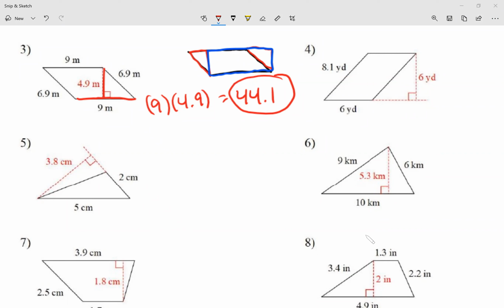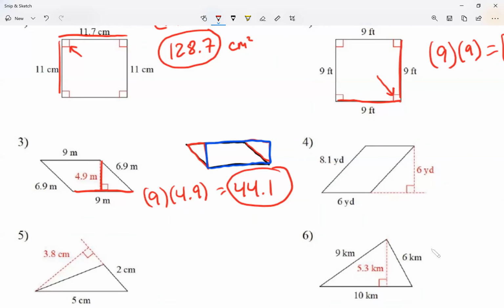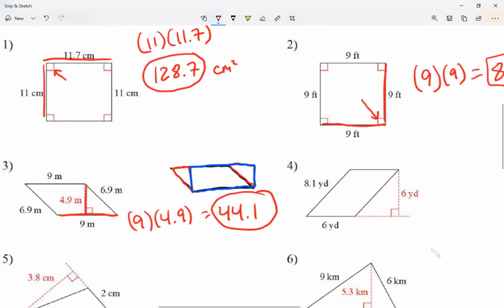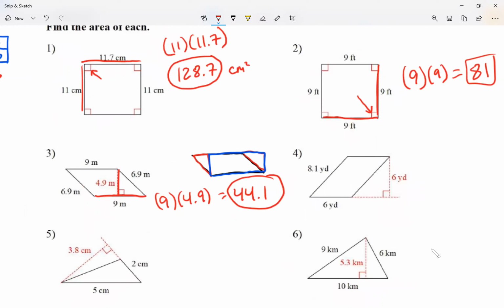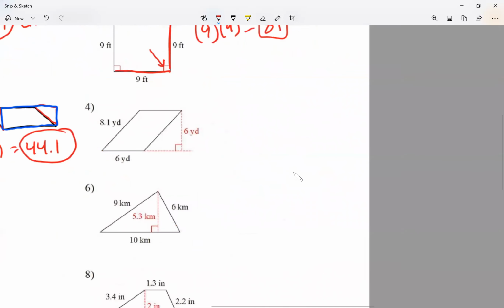So I have a question: why didn't you round the first one? 128.7. Well, it is rounded, 128.7. I'm going to round my answers to 1 decimal place. All my answers are rounded to 1 decimal place if necessary.